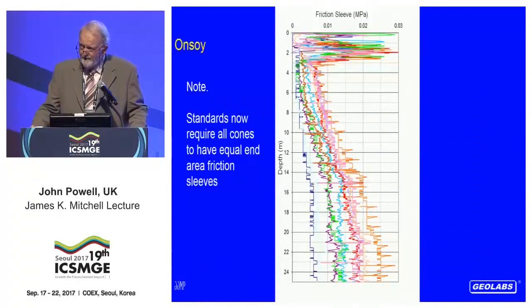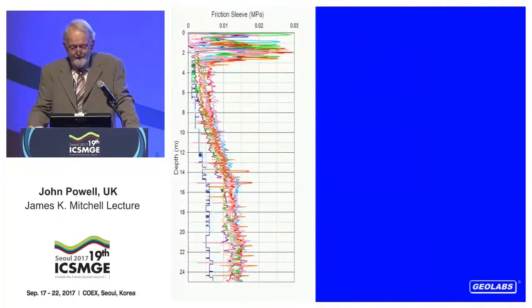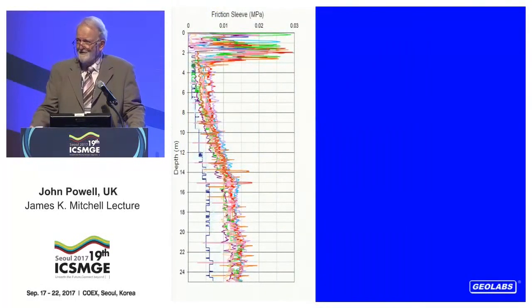This is just an example now of the fact that water pressures can affect friction sleeve results as well. That's a series of cones, all tested on the same site, side by side. Very different friction sleeve results. Quite worrying, because if you turn those into other parameters, there's a big range of values. But we can apply some corrections to these.